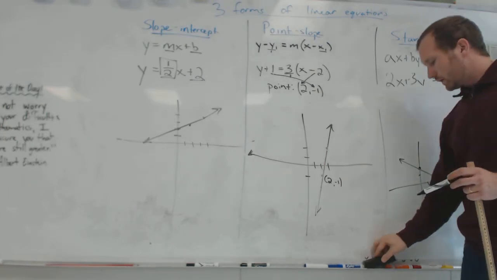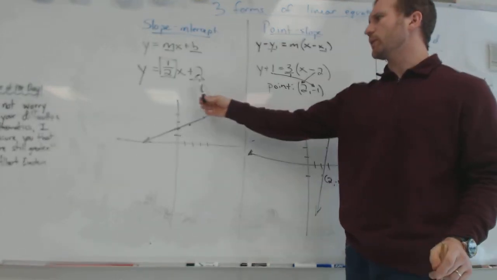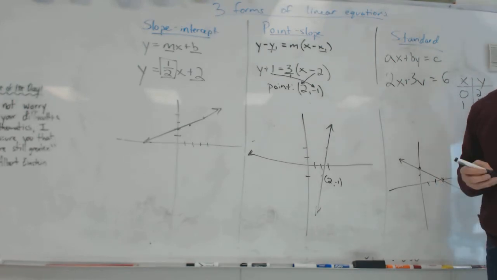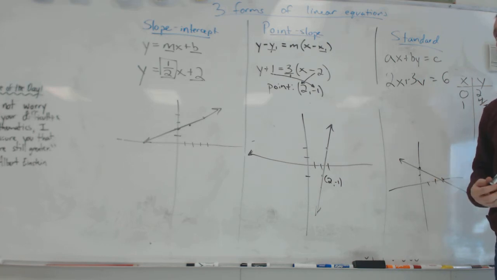So, let's just quickly look back at these. How do we know an equation is in slope-intercept form? It starts with y equals. Okay? So if it starts with y equals, chances are that's slope-intercept form.